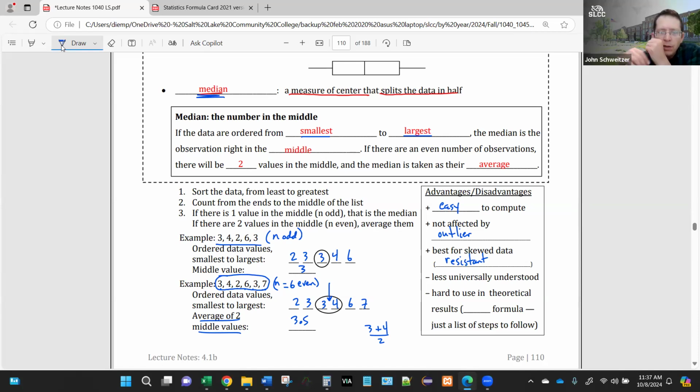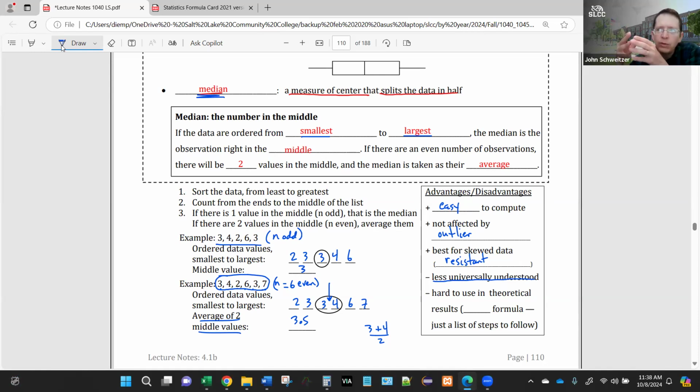There are a couple of disadvantages to the median. It's less universally understood. If you were to pick a random person from the population, it's very likely they would understand the average or the mean. But the median, it's not quite as well understood. If you pick a random person out of the population and ask them to compute the median, they might not be able to do that. It's just not as commonly used, so it's less universally understood.